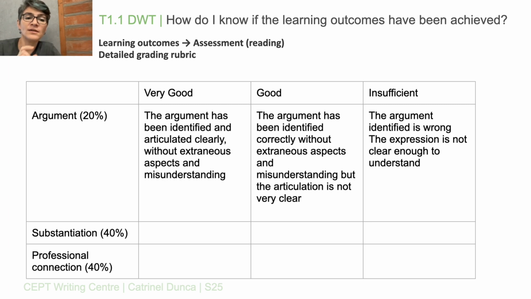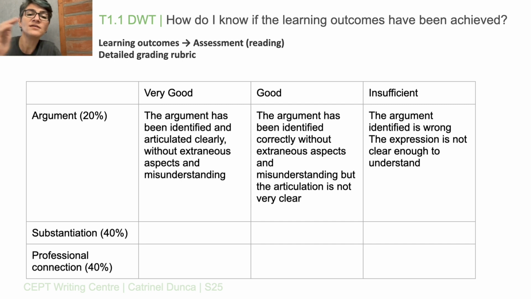So even for something as simple as identification of the argument, based on the level of the learners I'm engaging with, I will need to be able to say that if the student identifies the correct thing, says it clearly, does not pick on anything extraneous, does not have any misunderstanding, I will count that as a win. I will say this is very good.